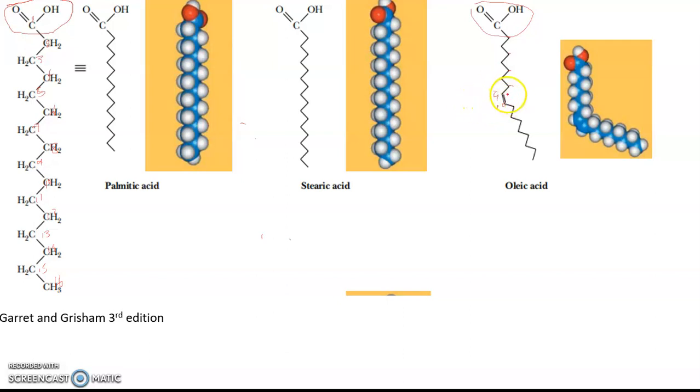You can see the orientation of the double bond is in the cis form. This cis double bond makes the chain bend, which is referred to as a kink. This kink is important in the formation of membranes. It makes the membrane more fluid.